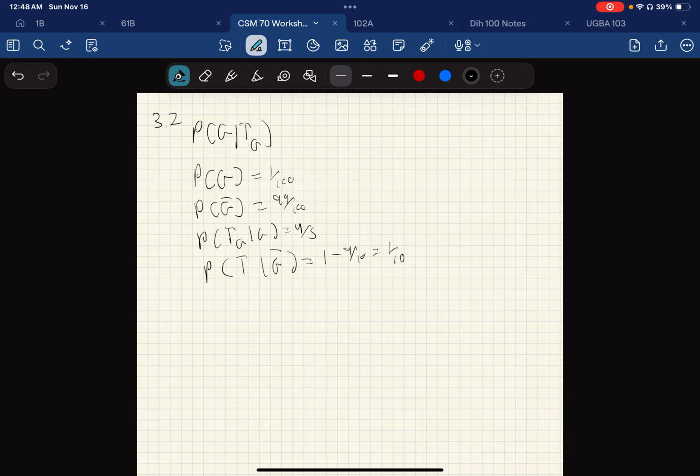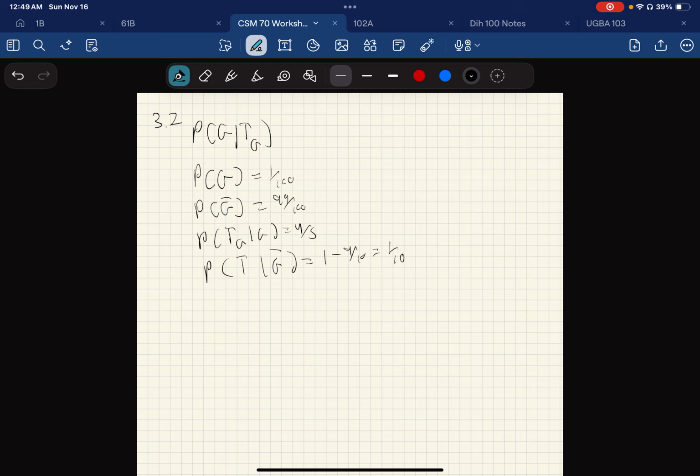We're going to be going over 3.2 on the probability worksheet, and let's just quickly go over the question. So we were told that a lie detector is going to be 4/5 reliable when the person is guilty and 9/10 reliable when the person is innocent. If the suspect is chosen from a group of subjects where only 1 out of 100 have committed the crime, the test indicates that the person is guilty with probability.